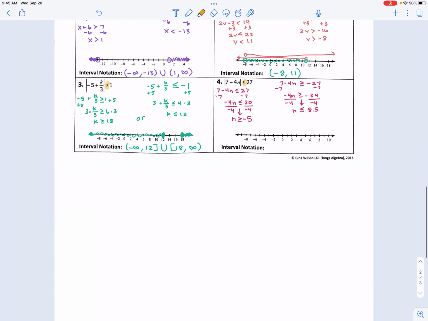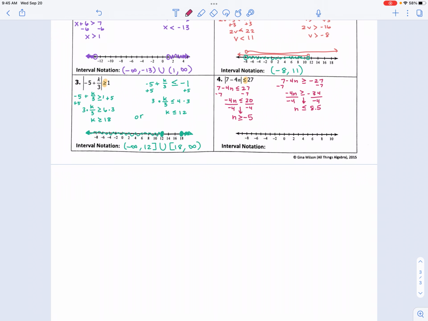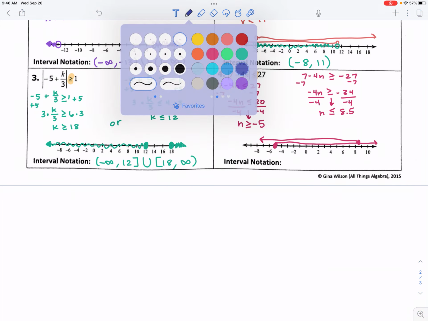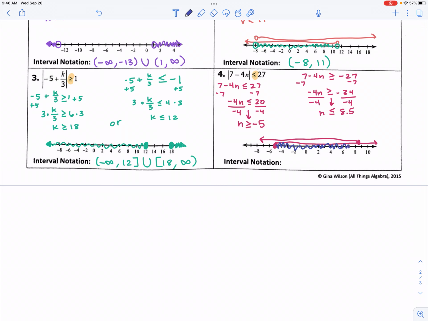So we want, according to this is less than or equal, which is going to be an and statement, so it should be a sandwich. So let's see what it says. We want our n's to be greater than or equal to negative 5. And then we want our n's to be less than or equal to 8.5. So we're going to include it here and then go this way. So my overlap is in between those two endpoints. So for interval notation, we're going from negative 5 included to 8.5 also included.